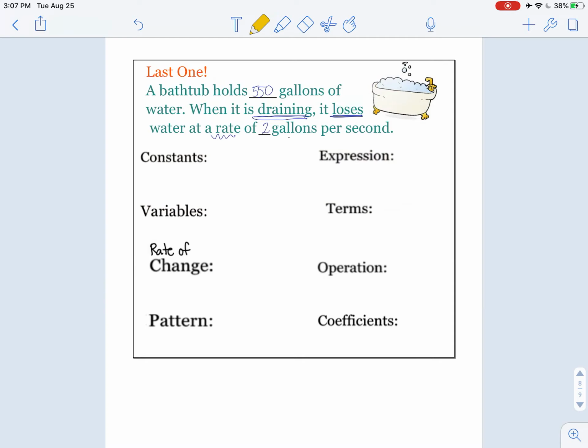What is my constant here? What are we starting with? Remember, with constants, it's either what you are constantly having to pay or do one time, or the beginning starting amount. In this case, it's 550 gallons because you are constantly starting at 550 gallons. Our variable is going to be the number of something. We have either gallons or seconds. Which one do we not know? It's the number of seconds.